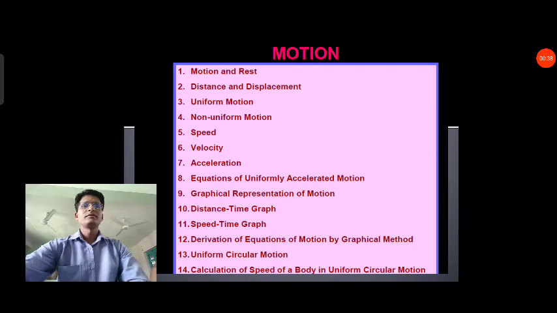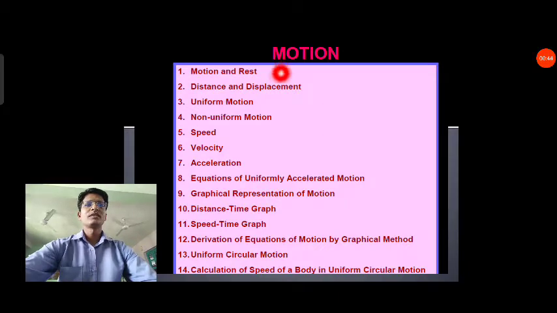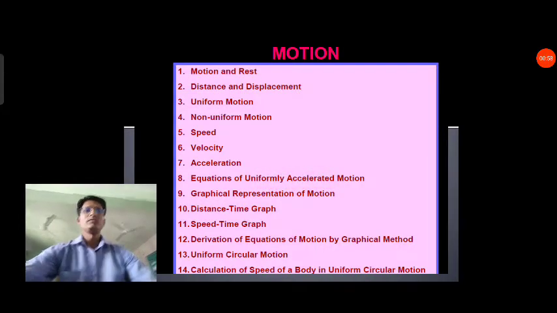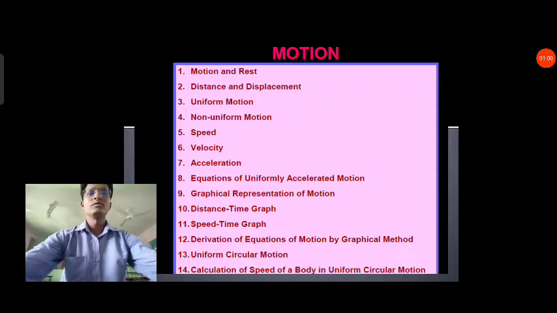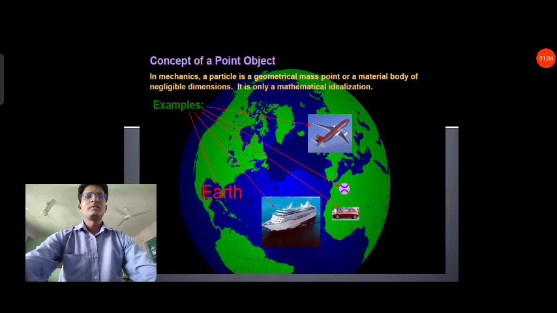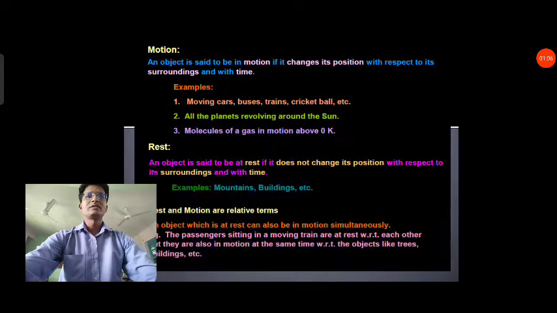Here are the topics we have discussed: motion and rest, distance and displacement, uniform motion, non-uniform motion, speed, velocity, acceleration. Now we come to the equations of uniformly accelerated motion. So the equations of motion are what we are going to learn today. One by one, let us just revise all the slides.